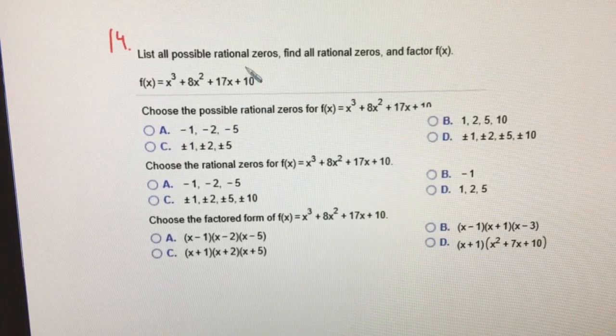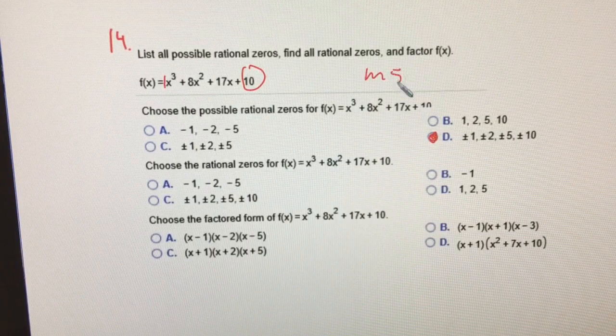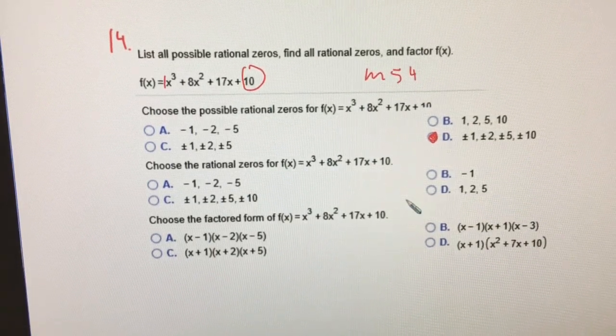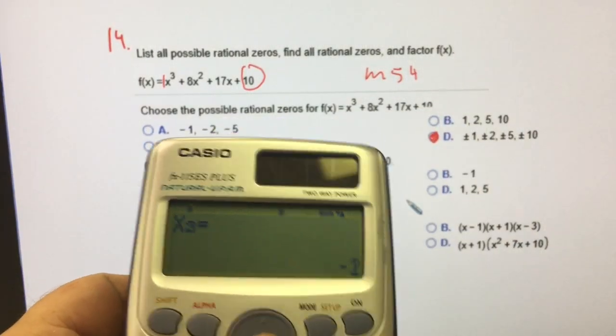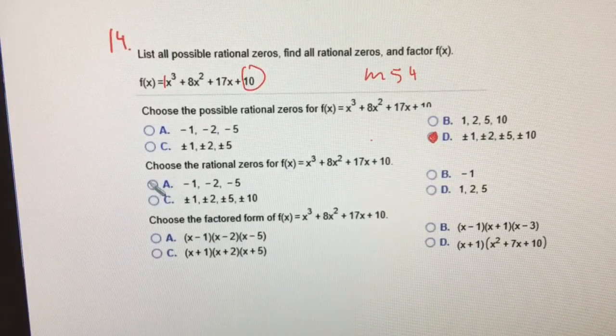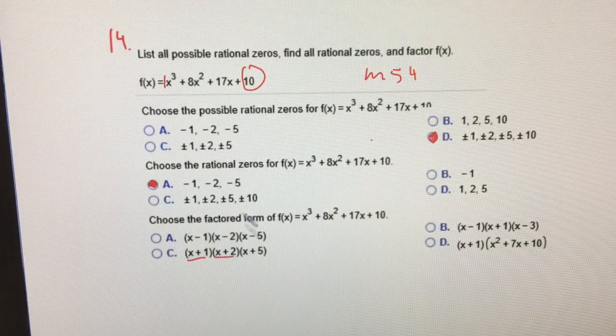Possible rational zeros are all the factors of 10 over the factors of 1, so it has to be choice D. Then I'm going to mode 5 for it to get the actual answers. Notice the calculator gives me negative 5, negative 1, and negative 2. That's my solutions. Then my linear factors are going to be x plus 1, x plus 2, and x plus 5.